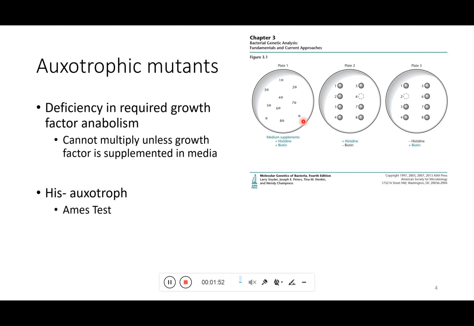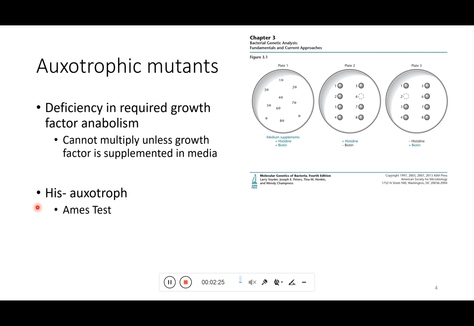One of the most common auxotrophic tests that's ever done is the Ames test, and I put a video of that in your soft chalk lecture. This relies on histidine deficient salmonella. These salmonella cannot grow in the absence of histidine, but if you add mutagens to microorganisms, they have a high rate of reversion and a high rate of mutation. So we look for salmonella that have mutated to get back their histidine abilities, so their histidine synthesis abilities.